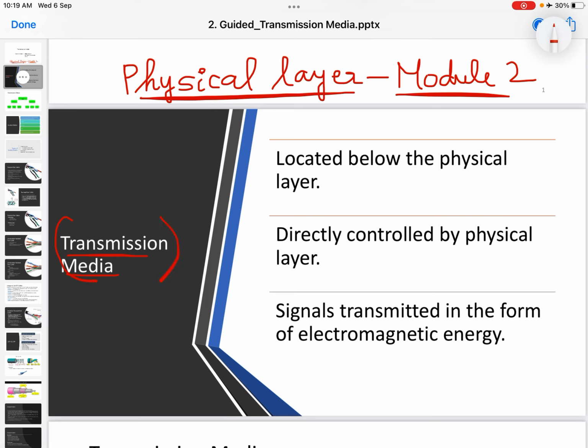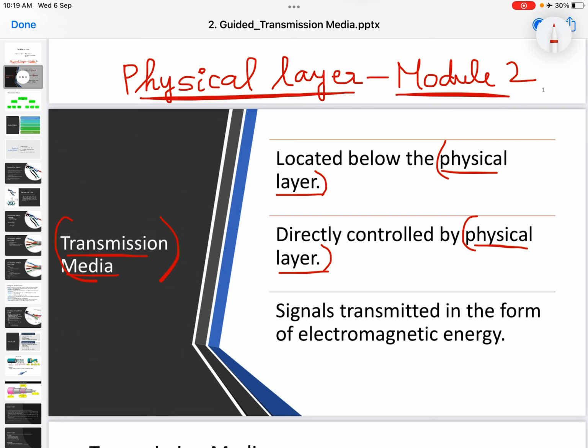So transmission media is located below the physical layer. Where is transmission media located? It is located below the physical layer, directly controlled by the physical layer. So transmission media is located below the physical layer and it is directly controlled by the physical layer.